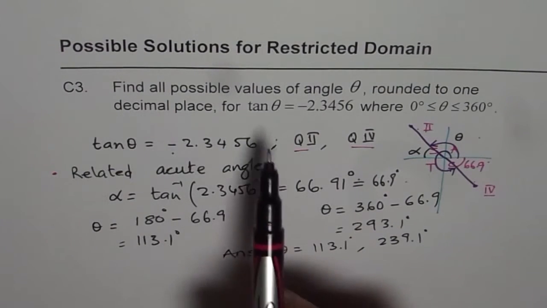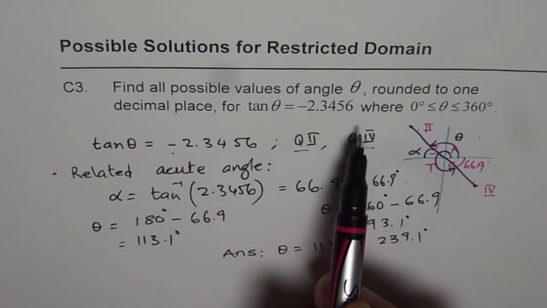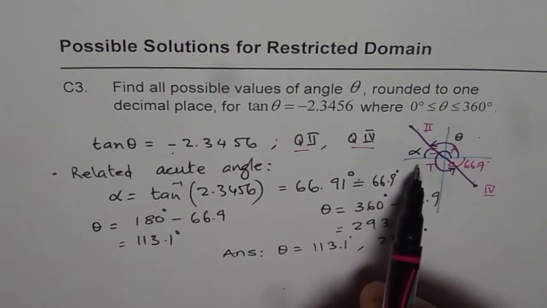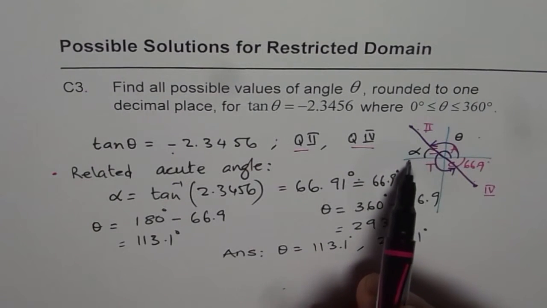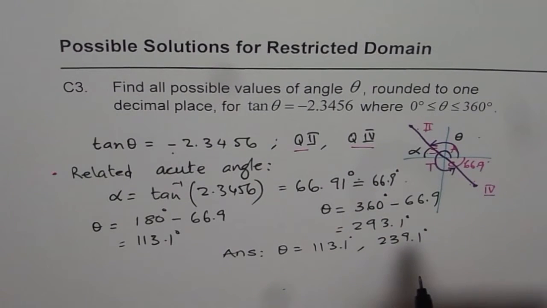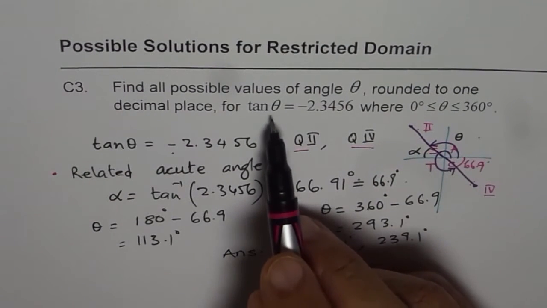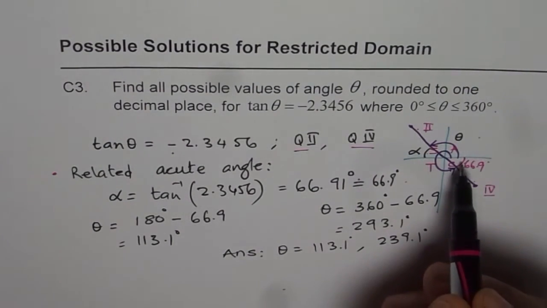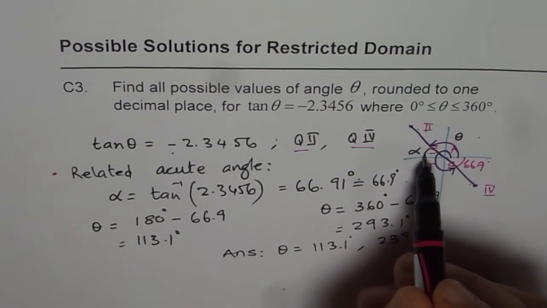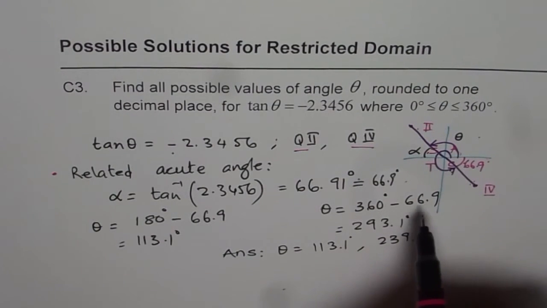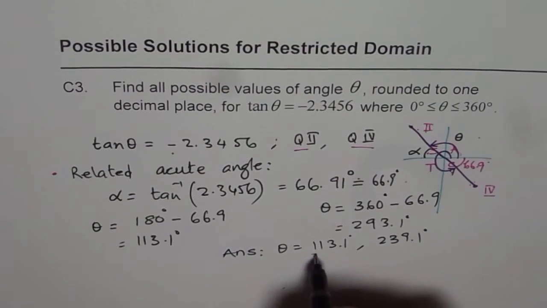So we did tan inverse of 2.3456 and we got 66.91. The acute angle is the angle which the terminal arm makes with the horizontal line. So we got two acute angles here, for two different positions. Now the answer for theta is always the principal angle, which we should give from the positive x-axis to the terminal arm. So in the first case it is 180 minus alpha, and in the second case it is 360 minus alpha. That is how you get the possible solutions.